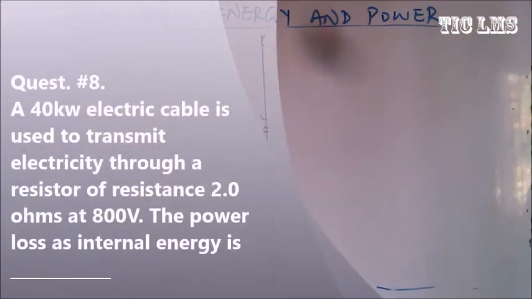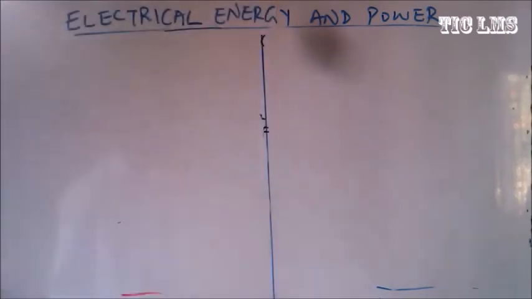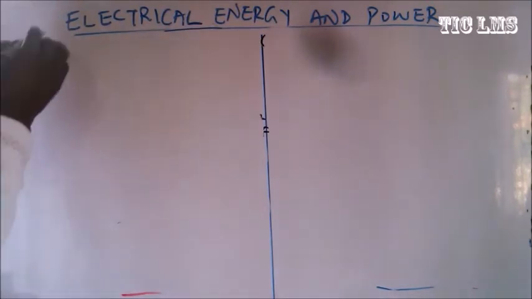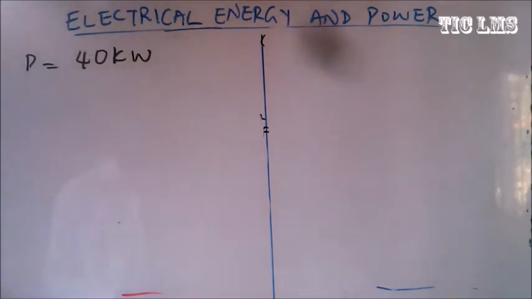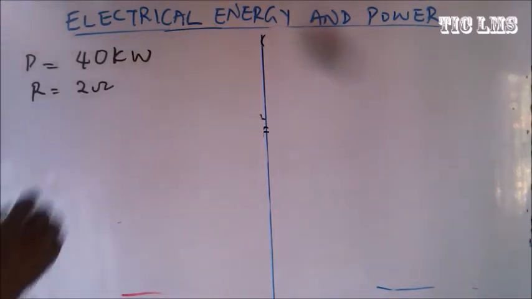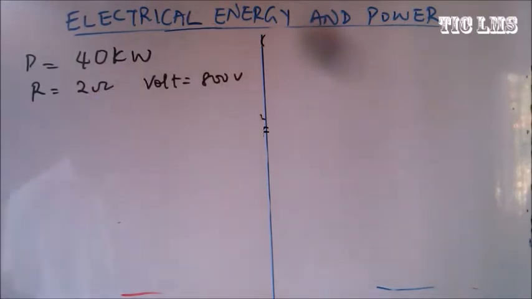A 40 kilowatt electric cable is used to transmit electricity through a resistor of resistance 2 ohms at 800 volts. The power loss as internal energy is what? So let's get this question straight. We have an electrical cable which is 40 kilowatts. That is power. It is used to transmit electricity through a resistor of resistance 2 ohms at a voltage of 800 volts. Now we should calculate the power loss as internal energy.